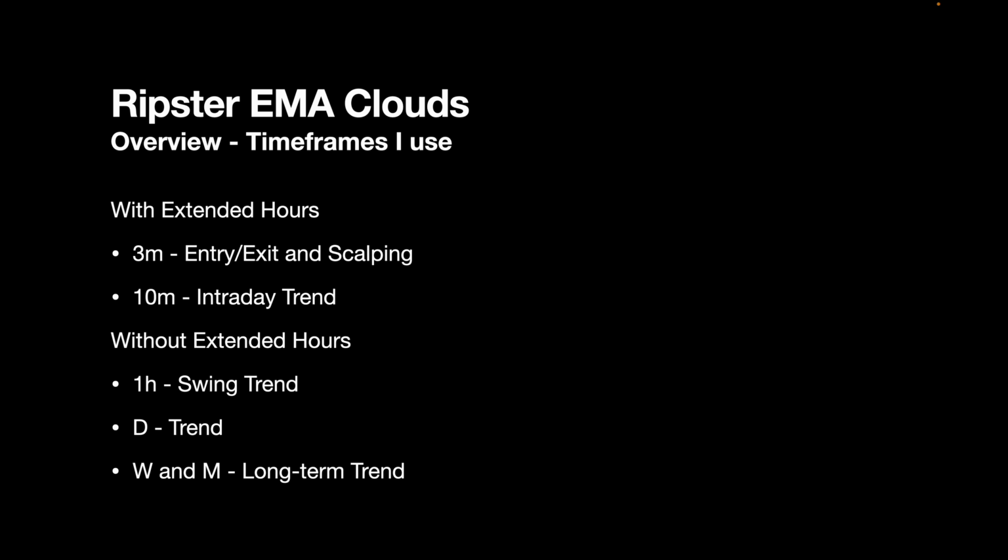So 10-minute, 1 hour, daily, that's where I live during the day. Daily, weekly, monthly is where I live more at night, with a zoom in when I need to. And the 3 minutes is there when I need to enter, exit, and scalp. So those are the time frames that I use, and I won't go through details about each of them. The clouds apply the same way regardless of time frame. The general philosophy is the same, so everything that I talk about on any time frame is applicable to the other time frames.